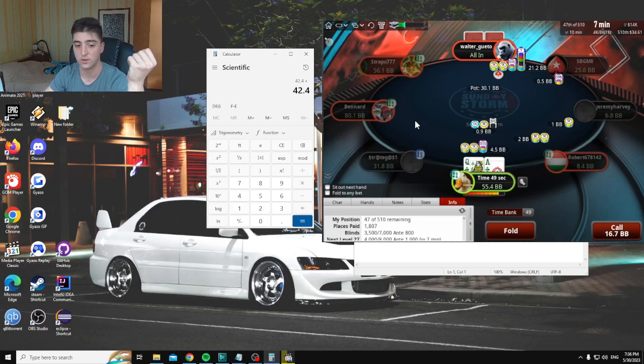42.4 plus 4.4, 46.8. So this is the amount that the pot would be after we call. And we're gonna need to divide 16.7 by 46.8. And we see here that if we multiply by 100, we need 35.6% equity in order for this to be a profitable call.